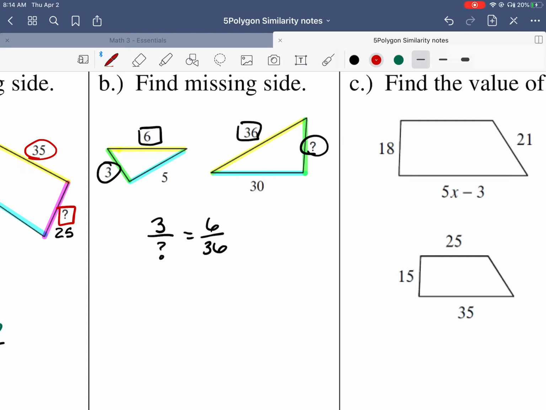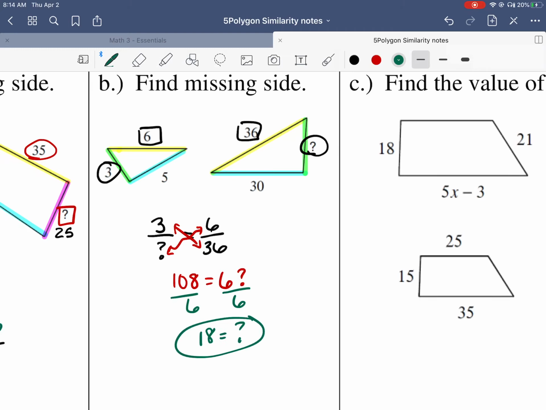And then I'm going to cross multiply. 3 times 36 is 108. 6 times question mark. I'm going to divide both sides by 6. And my question mark equals 18. Again, if I compare, 6 over 36 is 1/6. 3 over 18 is also 1/6.